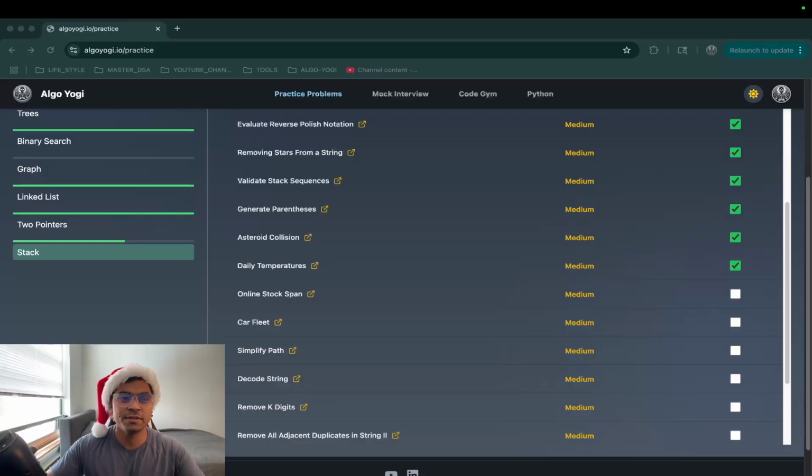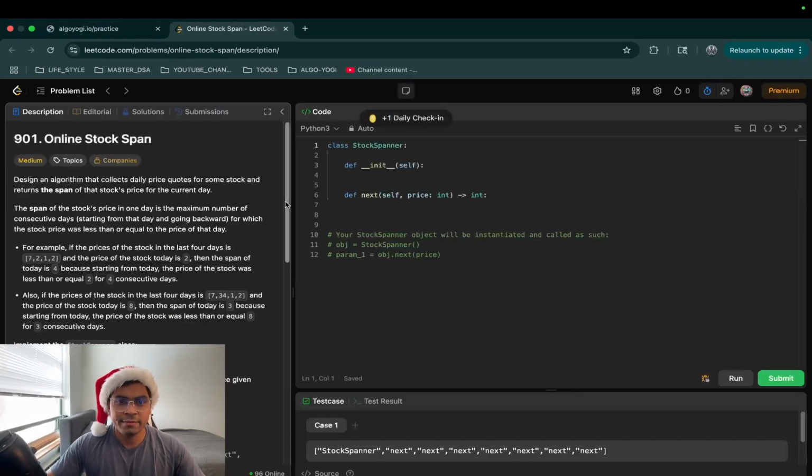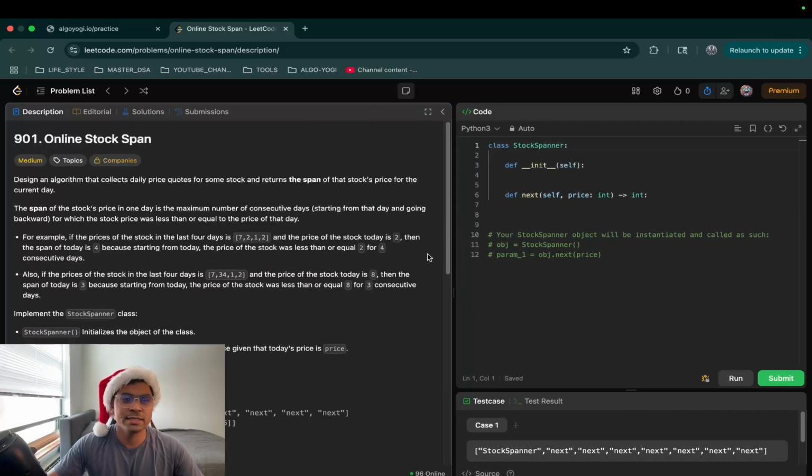So let's solve our next tag series problem, which is online stock span. Let's go to LeetCode and give it a read. It's a bit of a description right here, but I'm telling you guys, it's super simple.